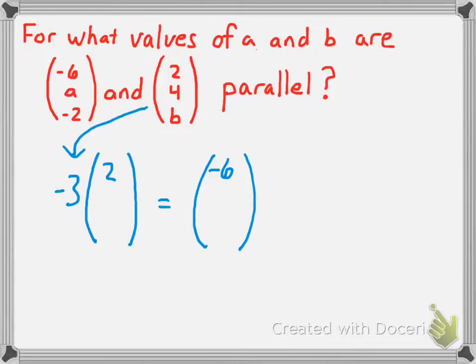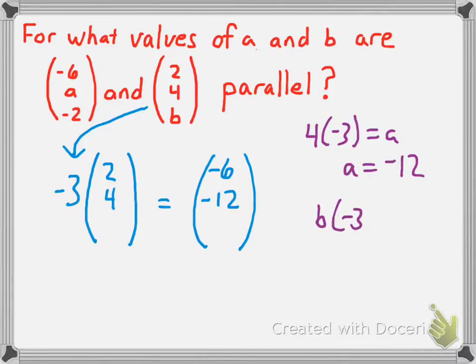meaning that 4 times -3 will give me A, so A is going to be -12, and B times -3 would have to give me -2, right? This times -3 would have to give me that, which means that B is 2/3. All right, that's how you work with equal, negative, and parallel vectors.